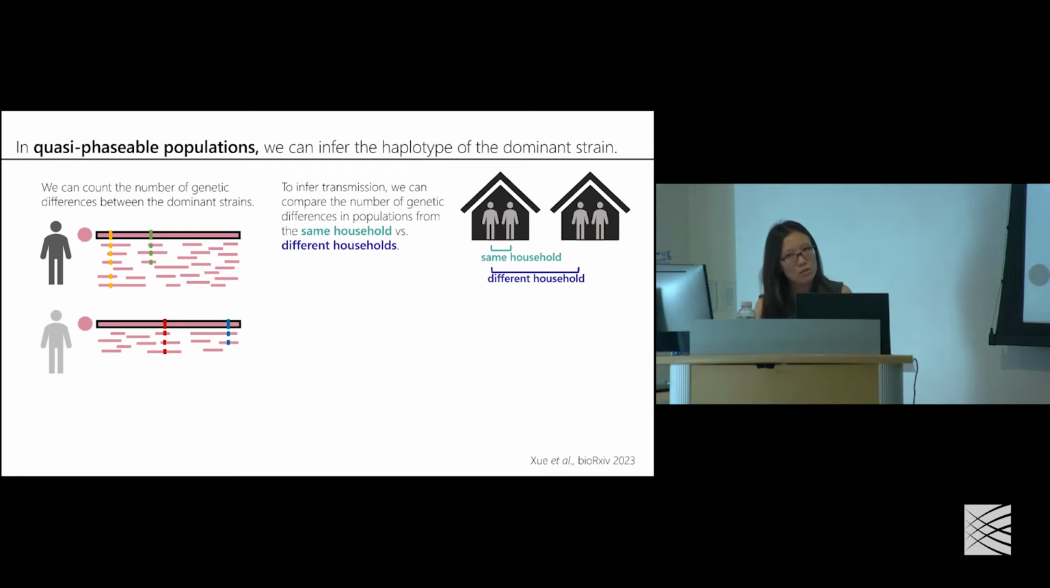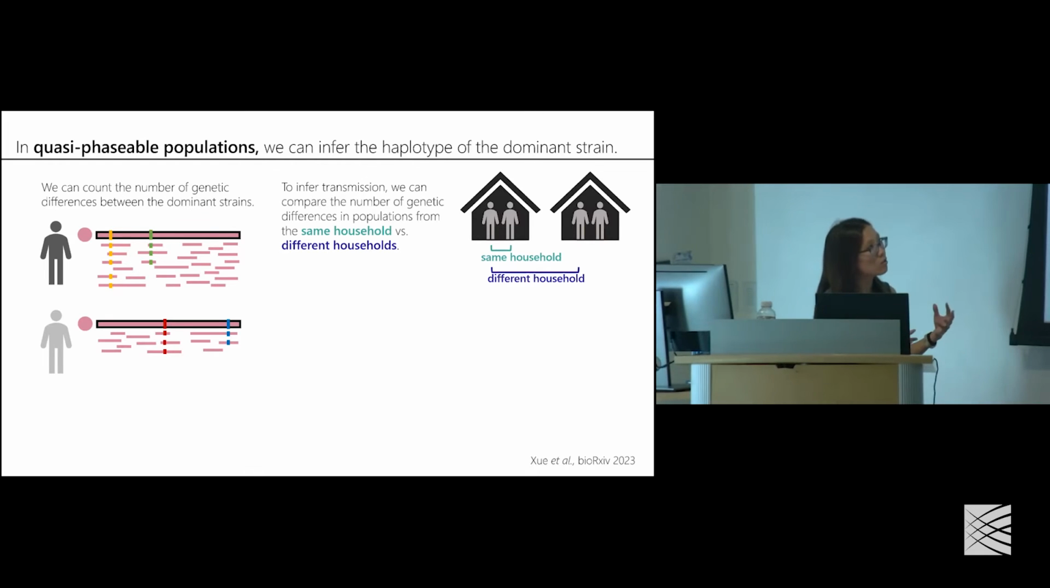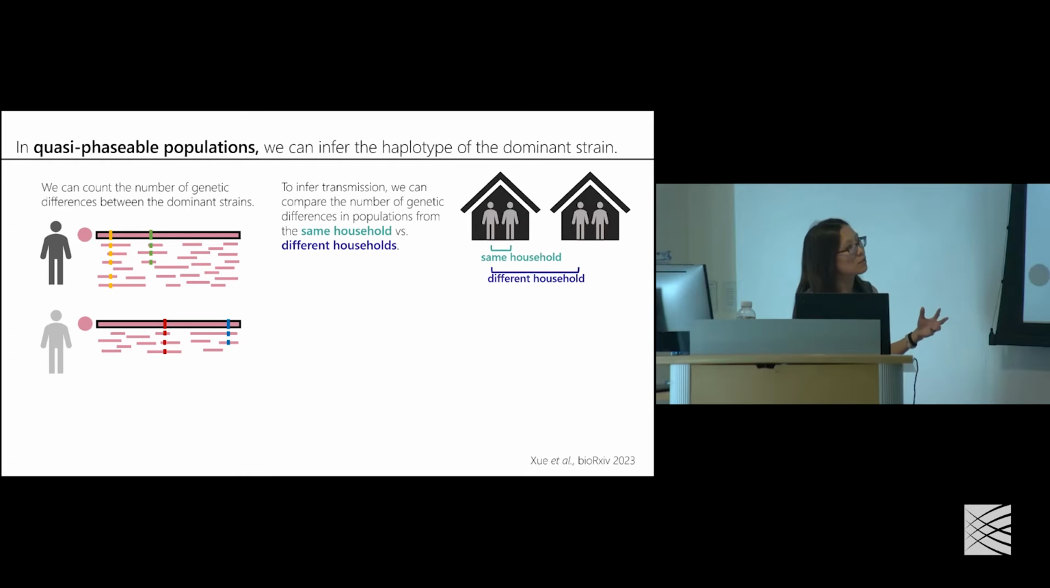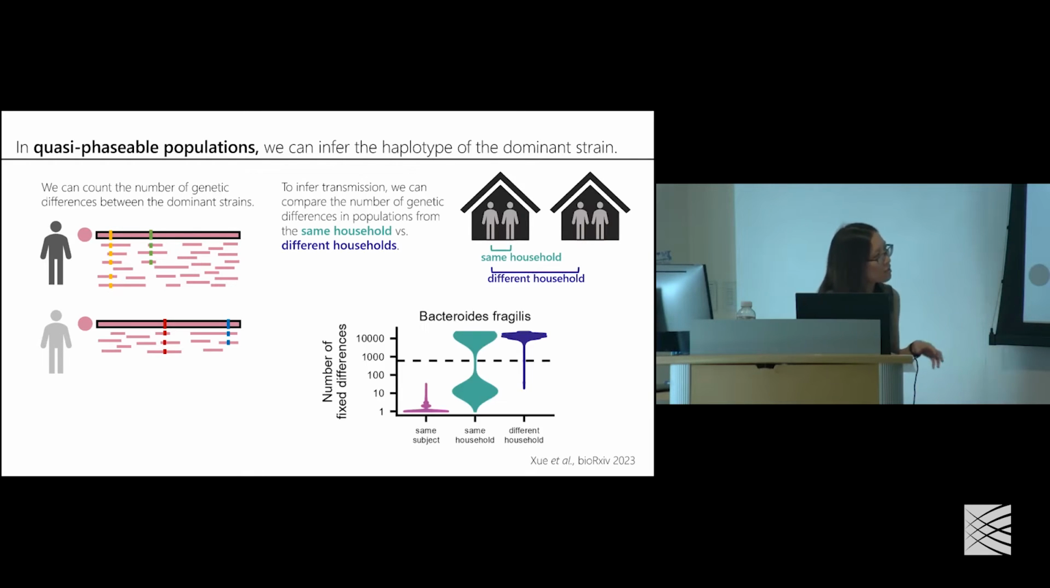So to infer whether transmission has occurred, what I've been doing in the study that we recently released is to compare the number of genetic differences in populations from the same household and to compare that to populations from different households. For an example, I'm showing you the distribution of the number of genetic differences between the major haplotypes for pairs of samples that are from the same subject over time, subjects from entirely different households, or different subjects from the same household.